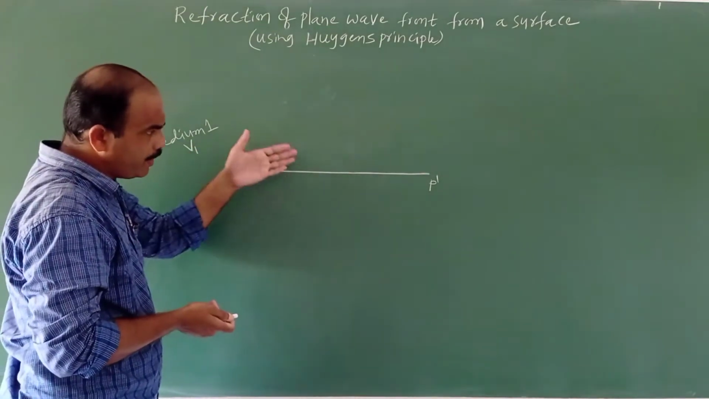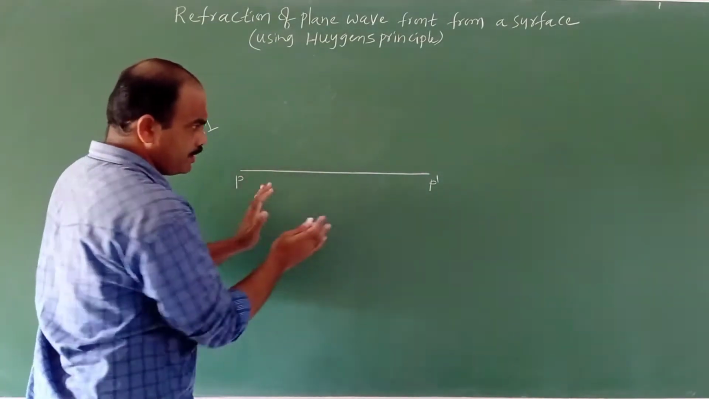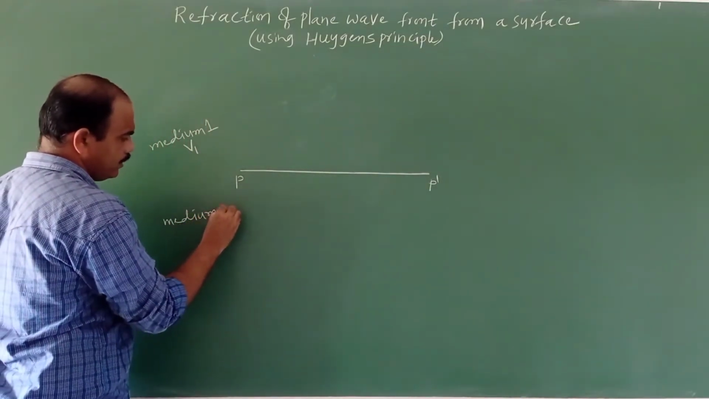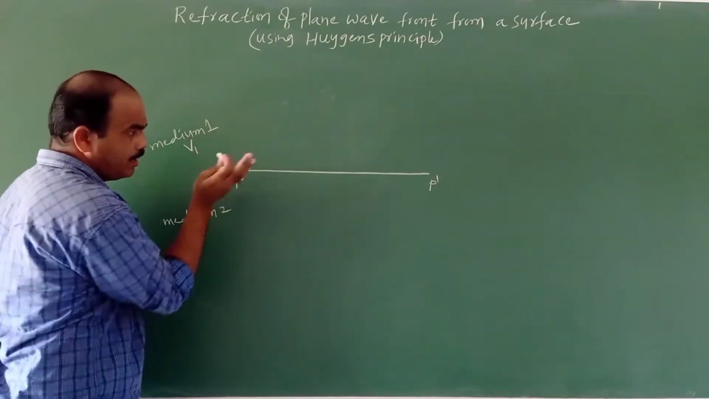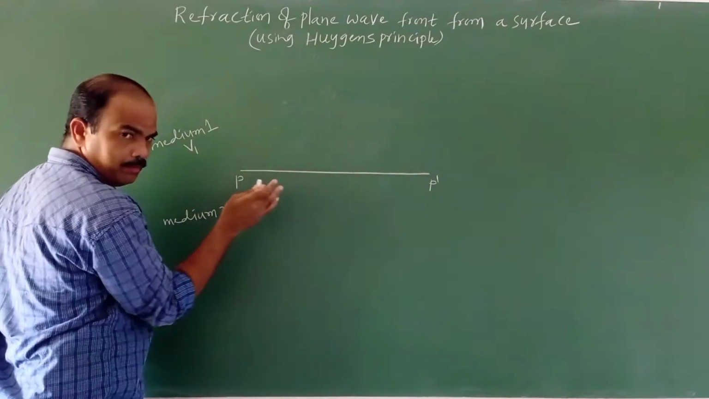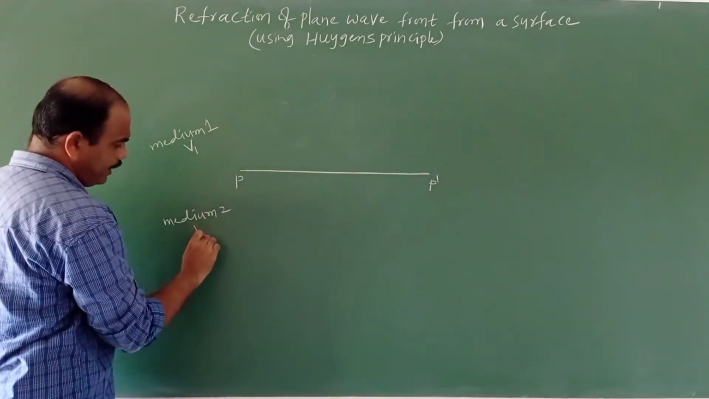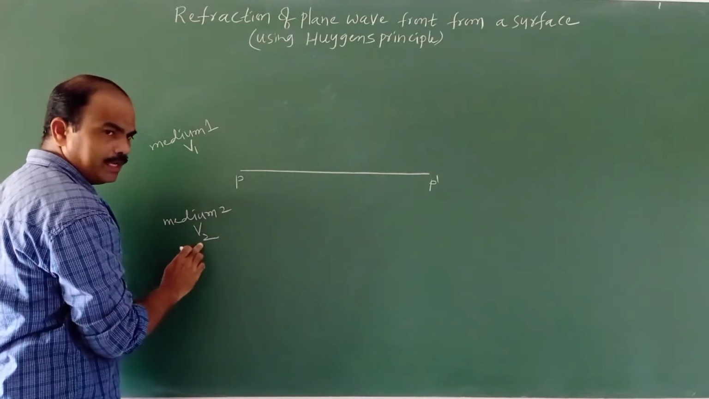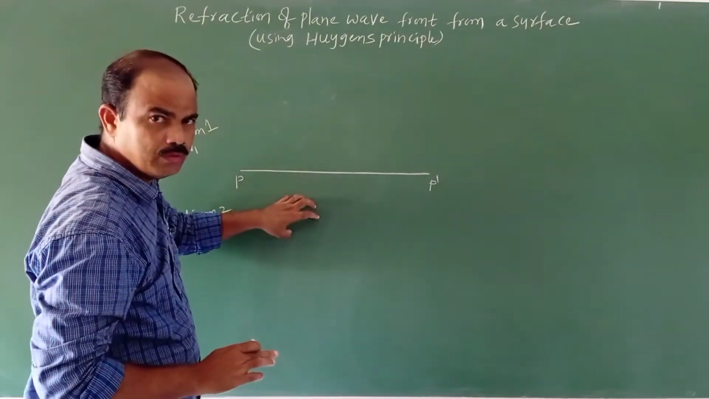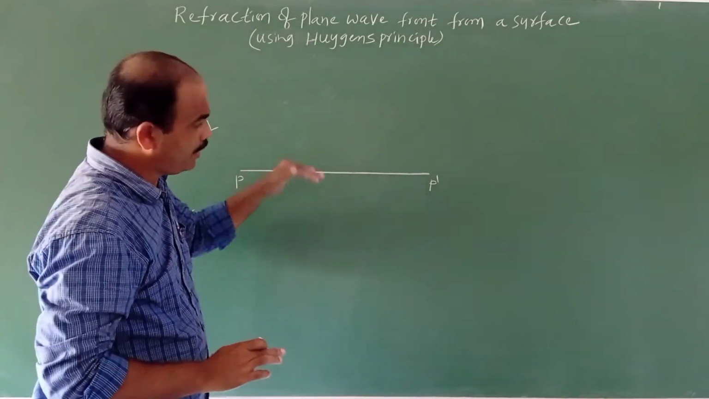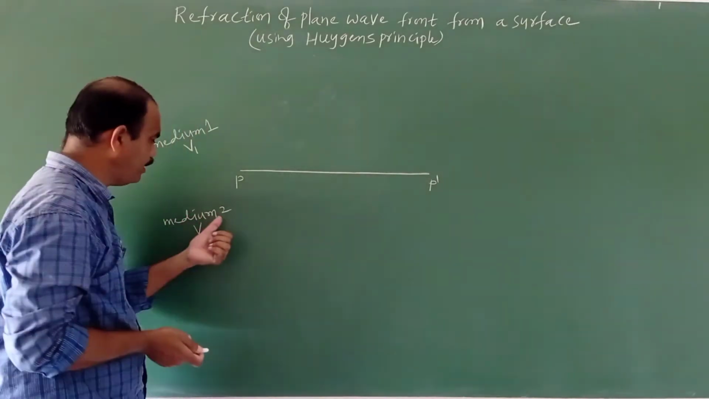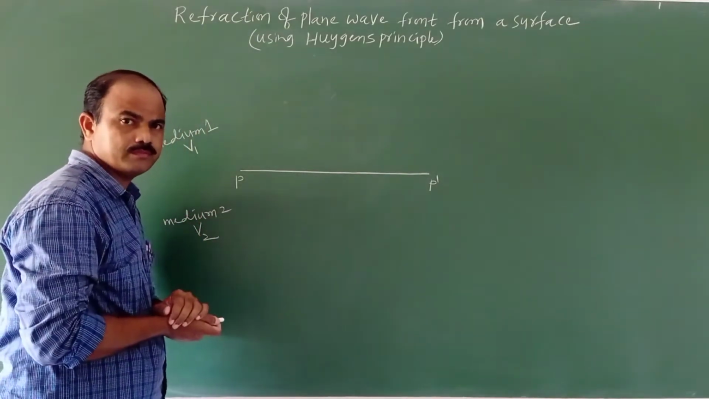Now consider below P dash there is another medium, named 2. So above P dash there is medium 1 and below P dash there is medium 2. In medium 2, the velocity of light is considered v2. When the light comes from medium 1 to medium 2, the velocity is not the same. When entering the next medium, the velocity changes. That is why in medium 2 the velocity is v2.